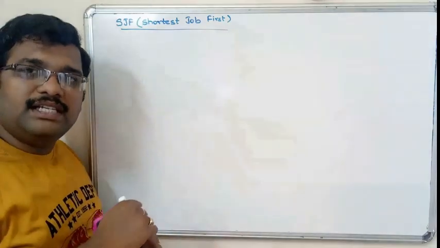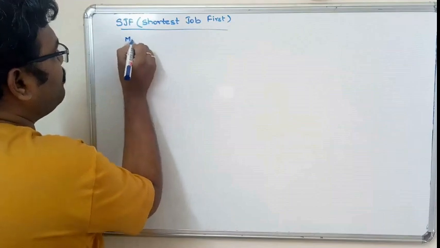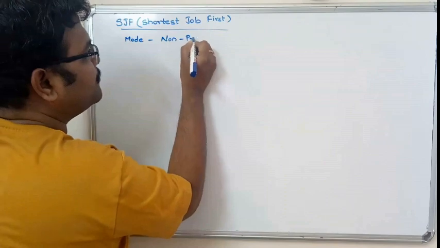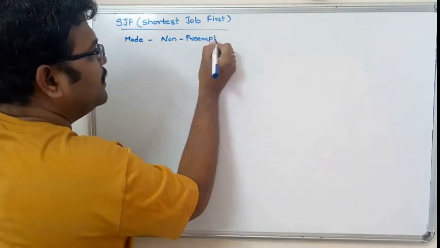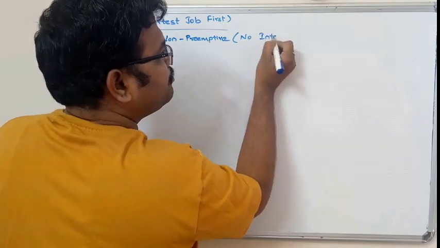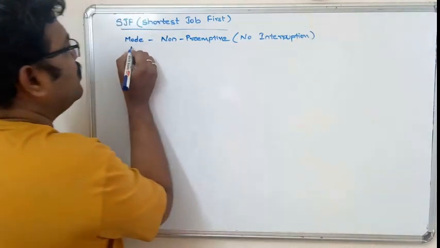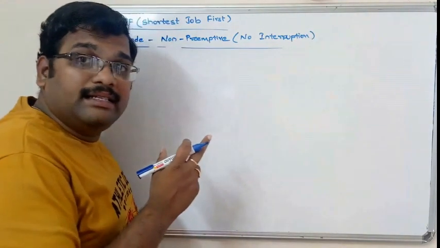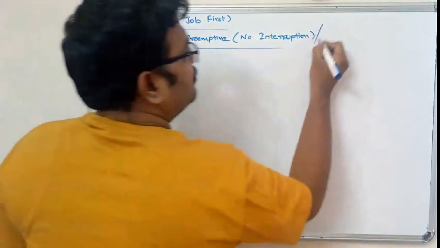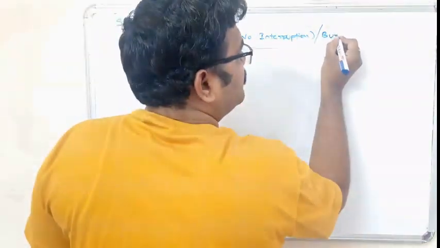Now let us look at the first case, that is non-preemptive SJF. Here the mode we are applying is non-preemptive. Non-preemptive means no interruption. And the criteria is burst time, right? In FCFS, the criteria is arrival time.